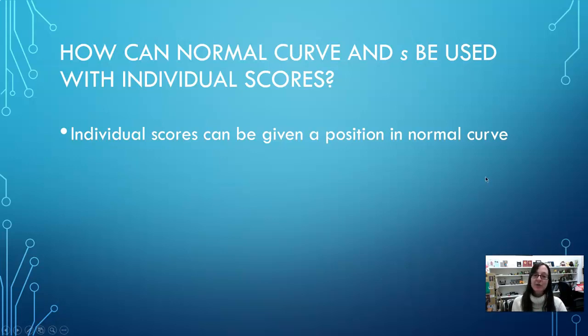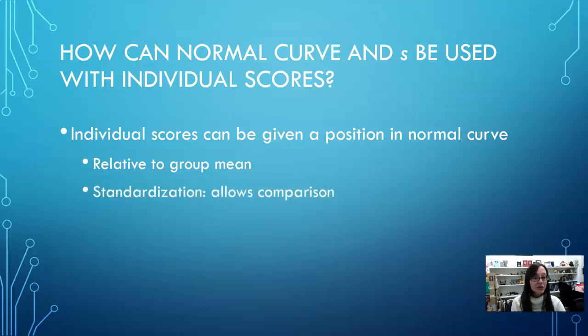An individual score can be given a position on that normal curve. Essentially, an individual will be given a score that's relative to the group mean. So where do you stand relative to the mean of the group that you're a part of? This is how things are standardized.